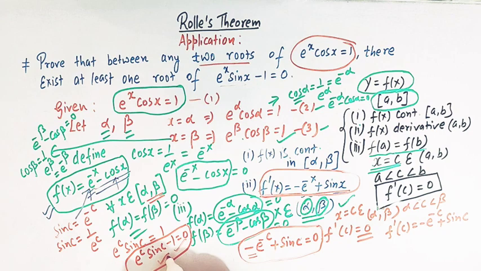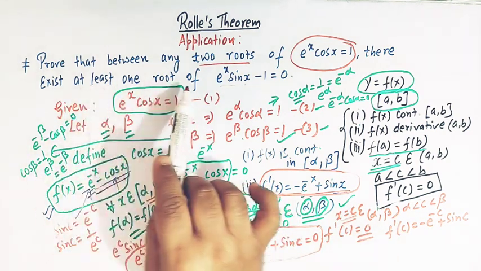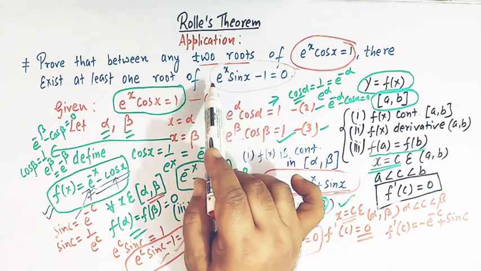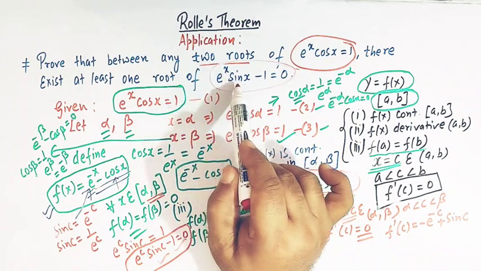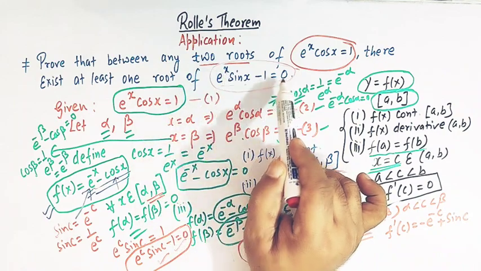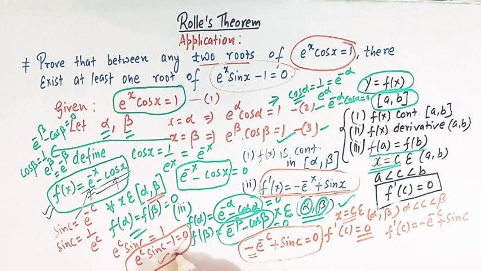And this equation suggests that x is equal to c is a root of this equation, because if we replace x by c, we'll get e raised to c sine c minus 1 is equal to 0, which is this equation. So viewers, this is how by making use of the statement or the concept of Rolle's theorem, we can solve these type of problems related to the roots of equations.